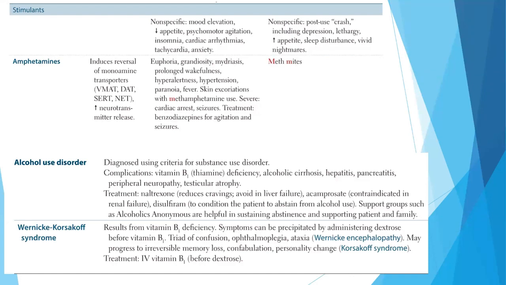Talking about Wernicke-Korsakoff syndrome, it results from vitamin B1 deficiency, and symptoms can be precipitated by administering dextrose before vitamin B1. The triad of confusion, ophthalmoplegia, and ataxia may progress to irreversible memory loss and confabulation of memory plus personality change. Treatment is by IV vitamin B1 before dextrose. So first you give IV vitamin B1 and then you supplement the patient with dextrose.